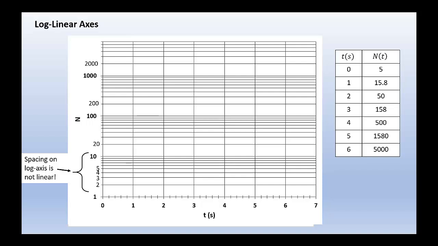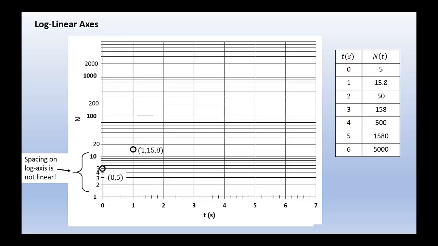So let's show that if we plot that same data that we had for t and n on this log linear plot, we'll get the same straight line that we had before. The data point 0, 5, so t equal to 0, n equal to 5, if I locate that on my graph, should be just right here. My next data point, 1 and 15.8, so t equal to 1, n equal to 15.8. Well, 15.8 is somewhere between 10 and 20.